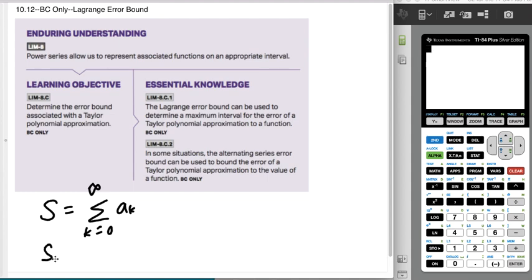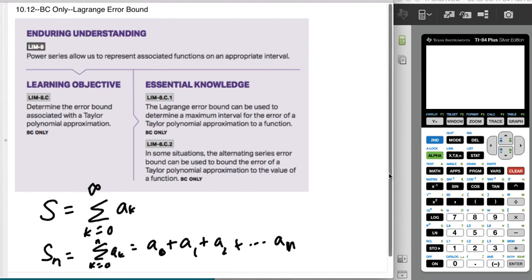So we know that the nth partial sum would be the sum from k is 0 to n of a sub k, meaning it would be a sub 0 plus a sub 1 plus a sub 2, and so on, all the way up to a sub n, rather. So I stop at n. Okay, so that's the first n terms.